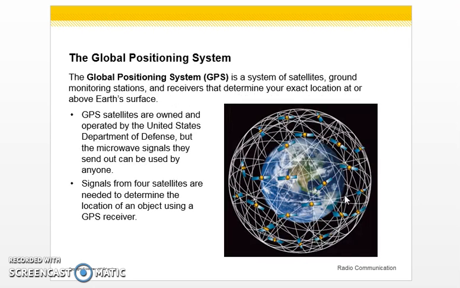The Global Positioning System is a system of satellites, ground monitoring stations, and receivers that determine your exact location at or above Earth's surface. These satellites are owned and operated by the United States Department of Defense, but the microwave signals they send out can be used by anyone. Signals from 4 satellites are needed to determine the location of an object using a GPS receiver.